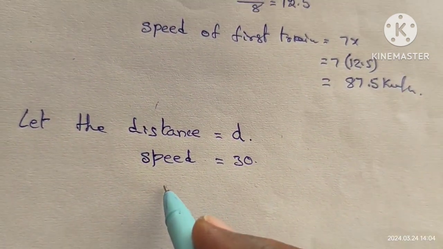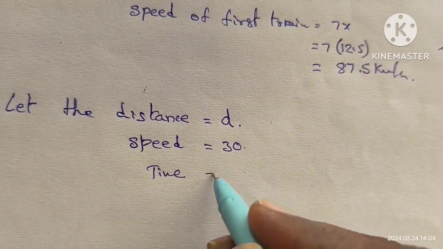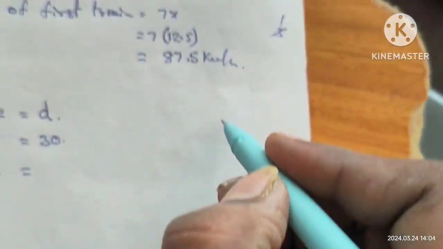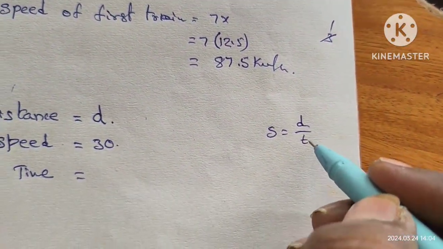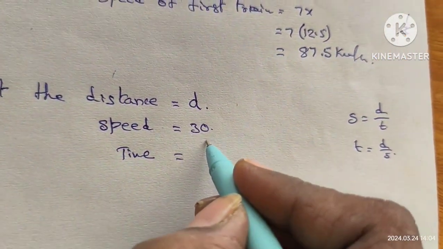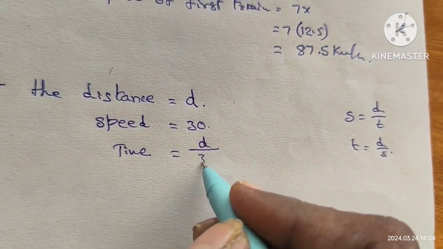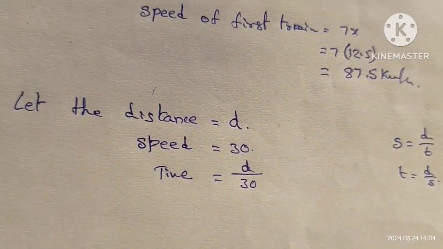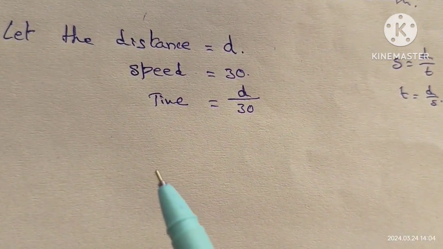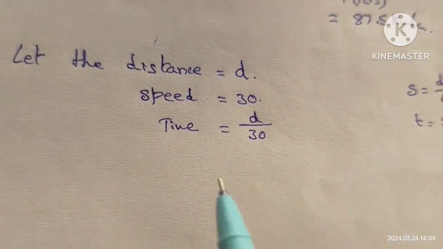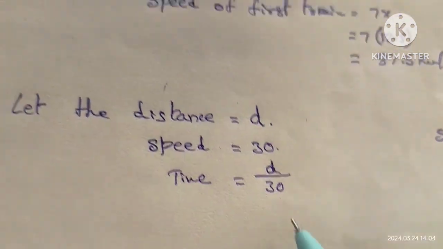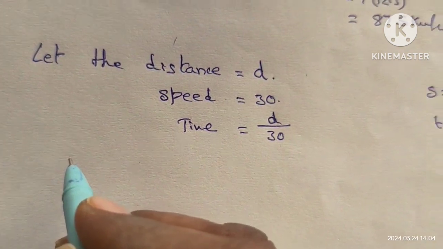And then we can calculate the time. Okay, we know that speed equals distance by time. Then time equals distance by speed. So distance by speed, distance is d, speed is 30. That is the time. This is for going to a place in the car. Okay, and next he came back.